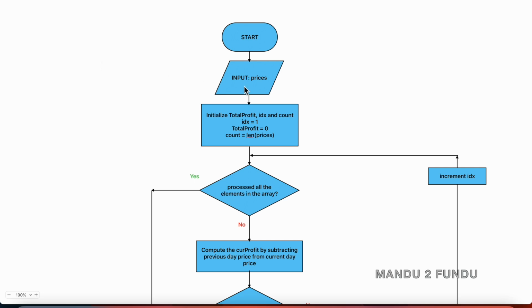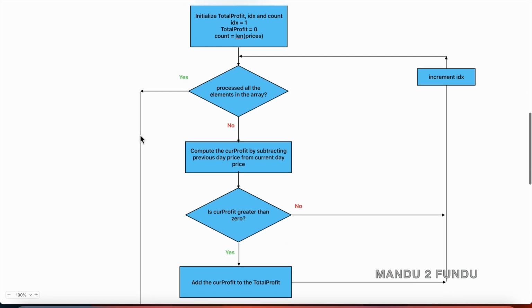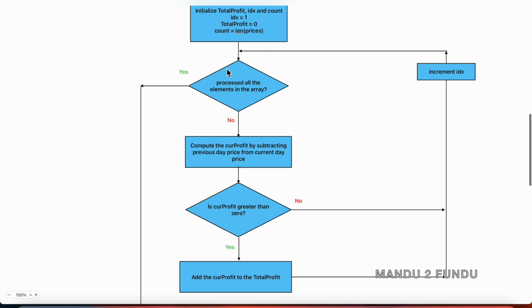Input for this procedure is the prices array, and first we initialize the total profit, the index and the count variables. The index variable is initialized to 1, the total profit is initialized to 0, and the count is the number of elements in the prices array. So first we check whether we processed all the elements. If so, we return the total profit.